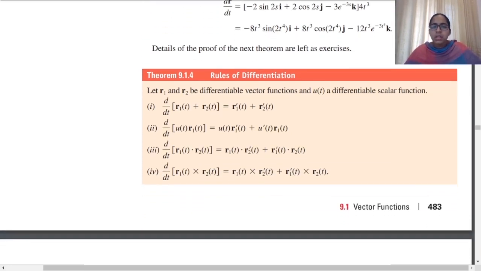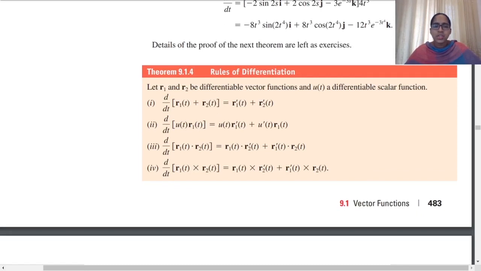Now next are different rules of differentiation, which are stated as a theorem. As the text suggests, this is left as an exercise, so I want all of you to try to prove these results. These are simple results. If r1 and r2 are differentiable functions and u is another differentiable scalar function, we have the following results, that is d by dt of r1 of t plus r2 of t is r1 dash of t plus r2 dash of t.